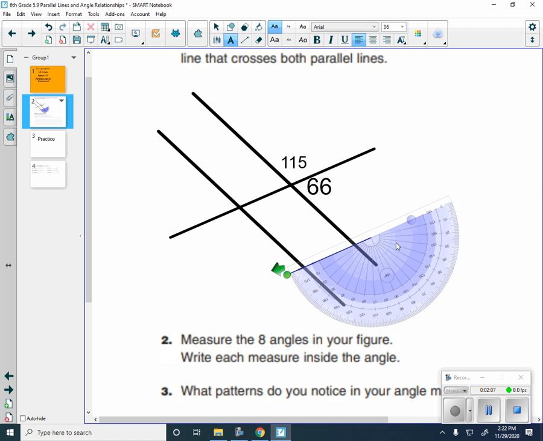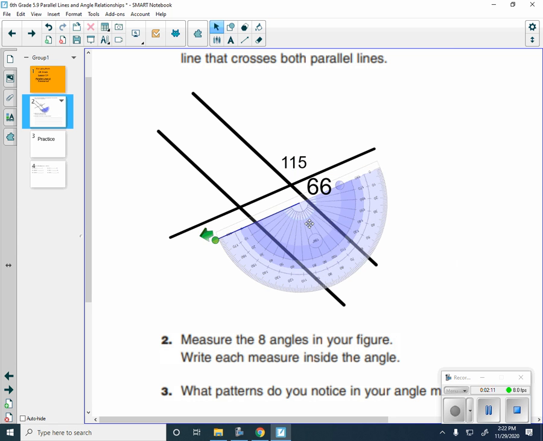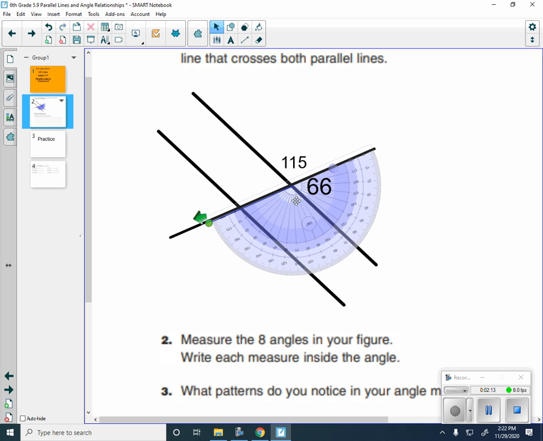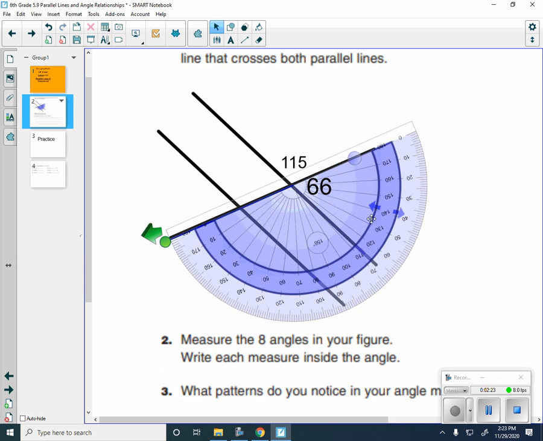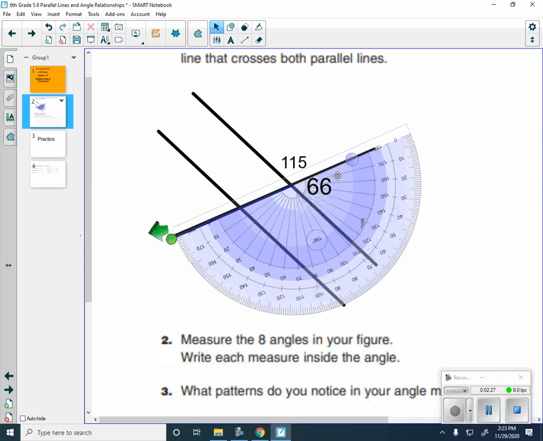Let's see what this angle is on the other side. Trying to figure out this angle here. Put this protractor right on the line. Measuring right here, all the way, all the way, all the way. It's past. It's about 60, I apologize, 115. Whoa. 115 degrees. Okay.